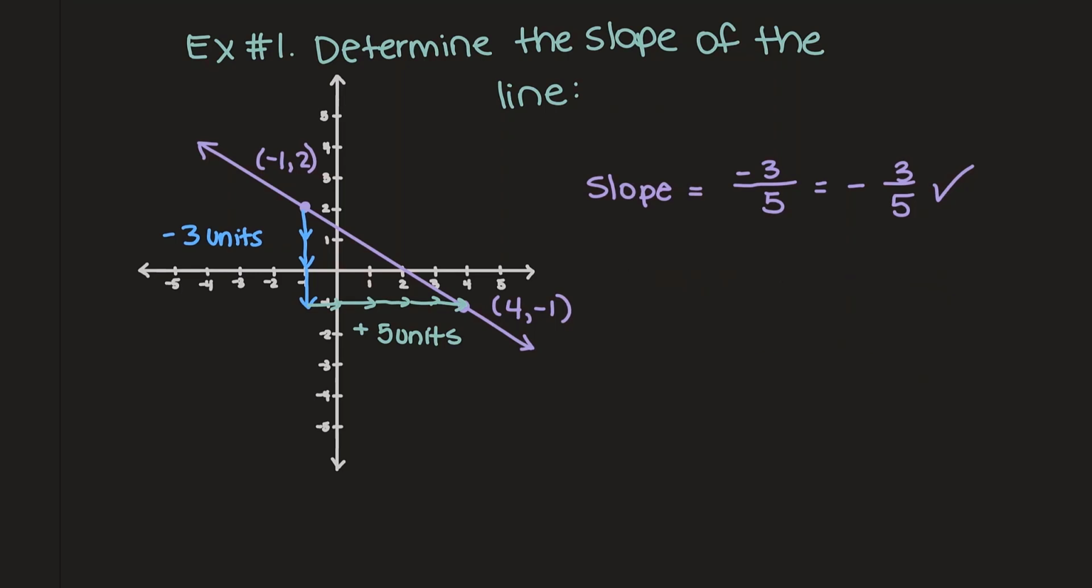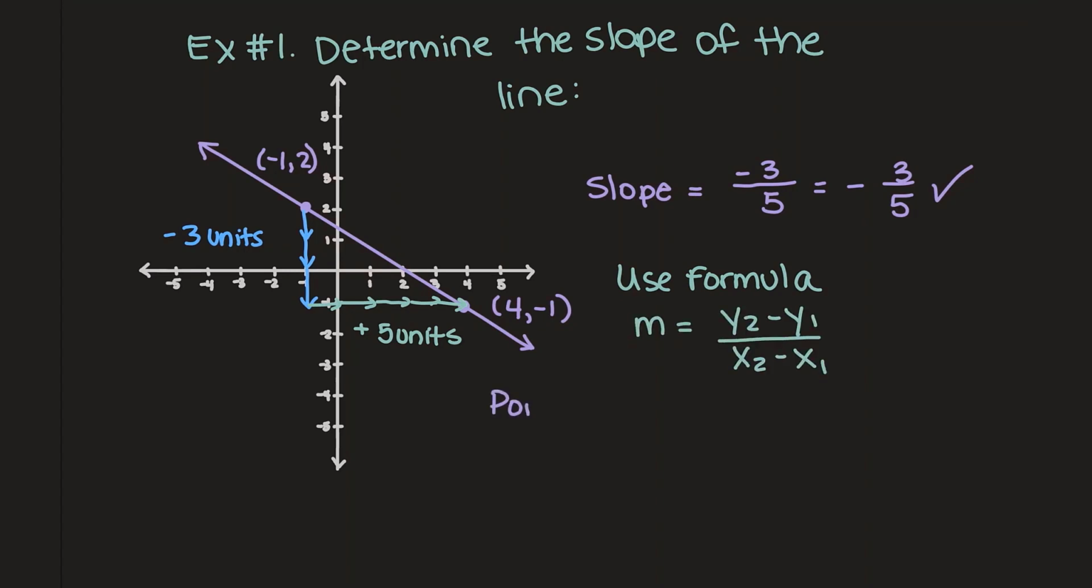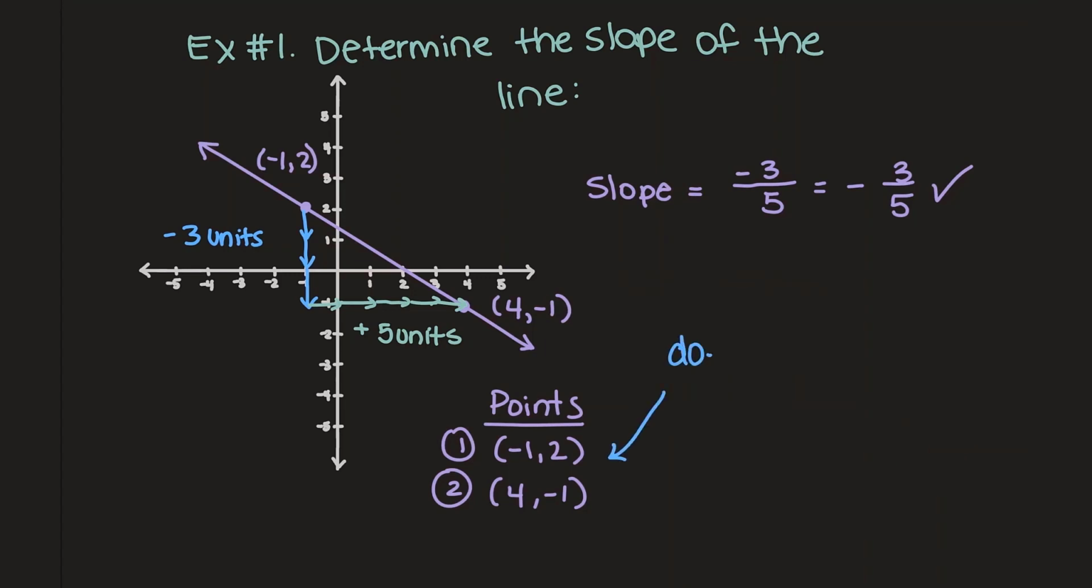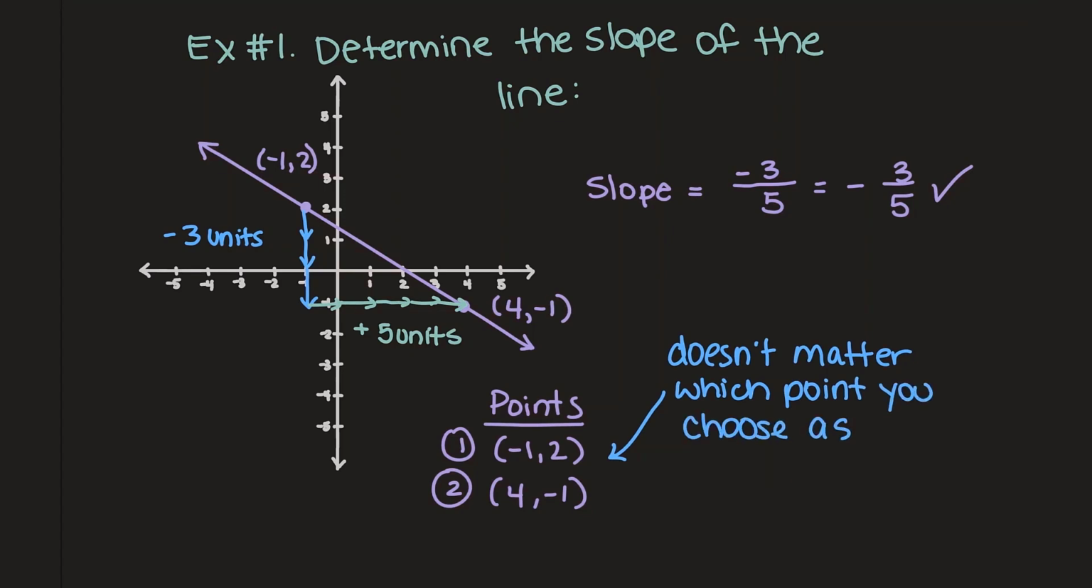If you didn't want to use the graph to find the slope, we could also use the formula for the slope. So let point 1 be (-1, 2), and let point 2 be (4, -1). Plugging this into our formula, we get (-1 minus 2) over (4 minus -1), which also simplifies to -3/5. By the way, it doesn't matter which point you choose as first or second. We could have made this point 1 and this point 2. We will still get the same slope either way.